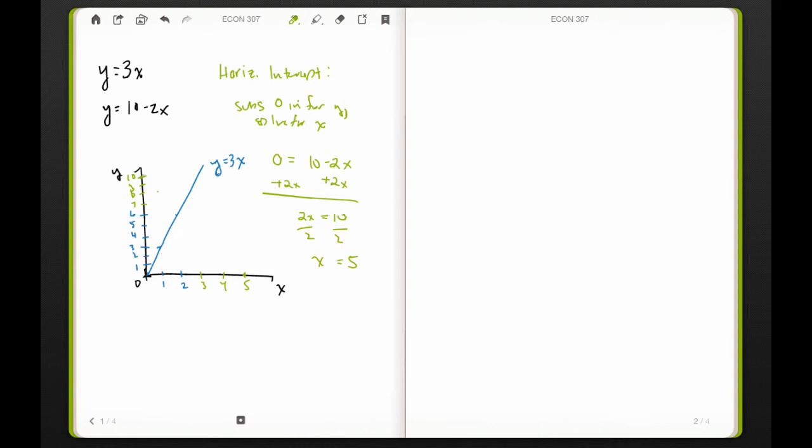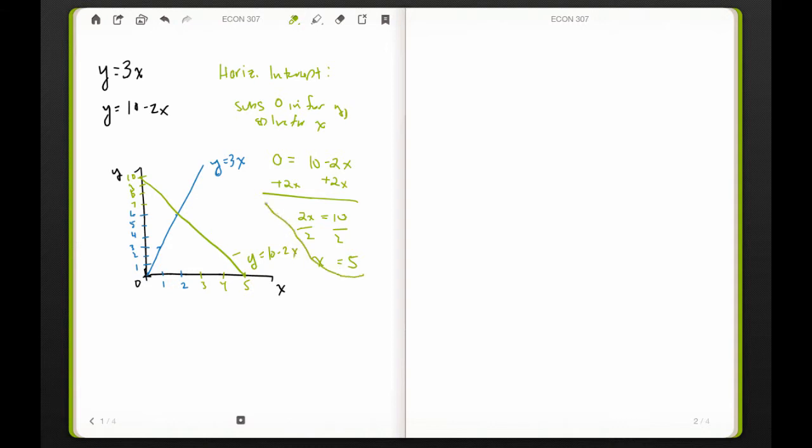So let's try to do this as best as I can as well. Ooh, that was really terrible. Okay. Still bad. Okay. All right, so it looks something like this. Supposed to be a straight line. So that's pretty good. So this is y is equal to 10 minus 2x.